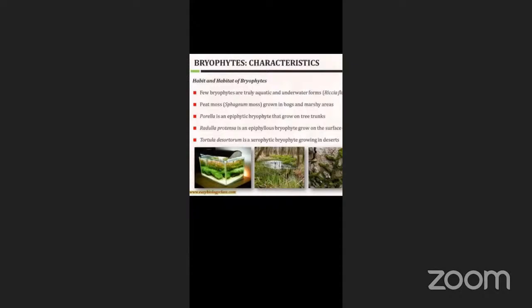So another type is the foliose type, that is the gametophyte. The leaves are spirally arranged, and at the base there are numerous multicellular rhizoids. For example, Polytrichum.